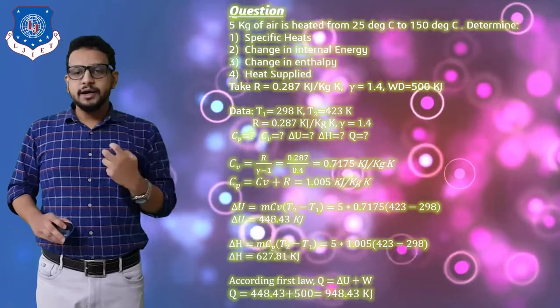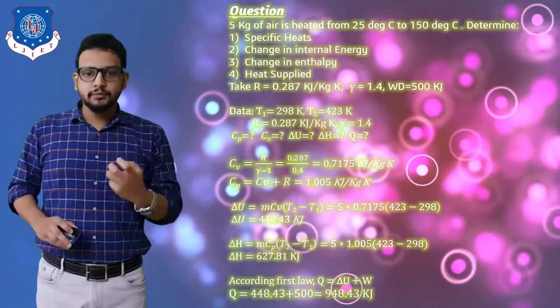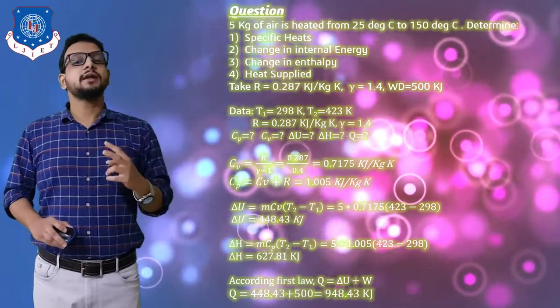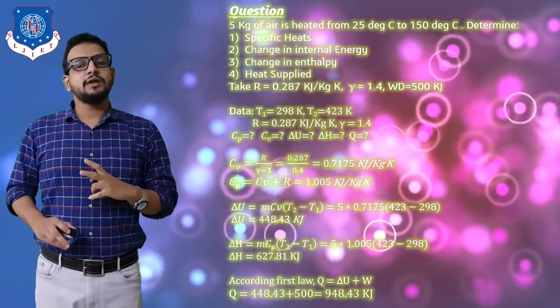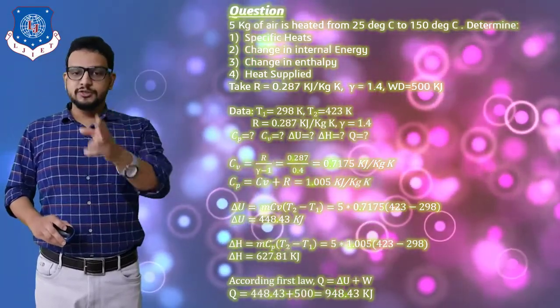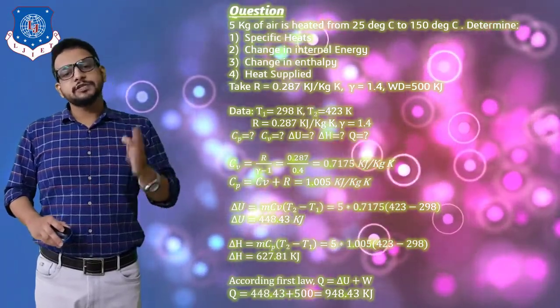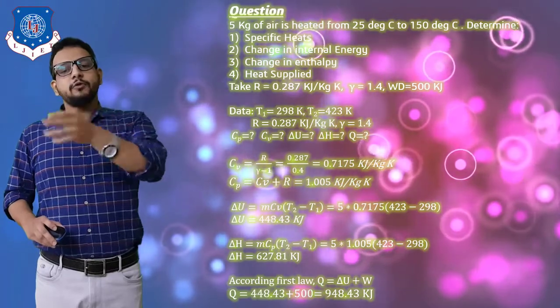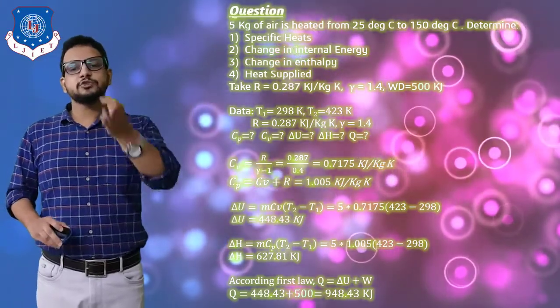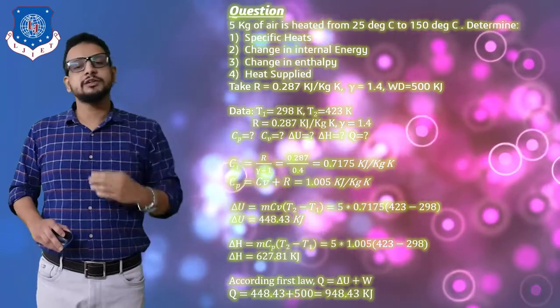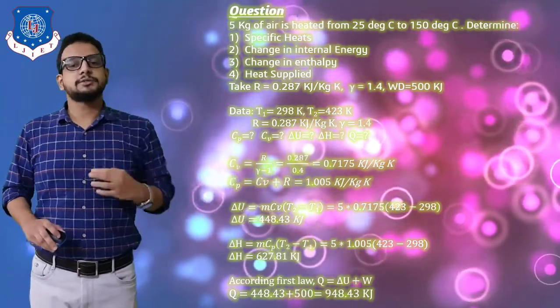So we have determined delta U, that is 448.43 kilojoule, and W, that is work done, is given in the data which is 500 kilojoule. So substituting the value, we get Q is equal to 448.43 plus 500, which is going to give 948.43 kilojoule. So this is our final answer of heat supply.